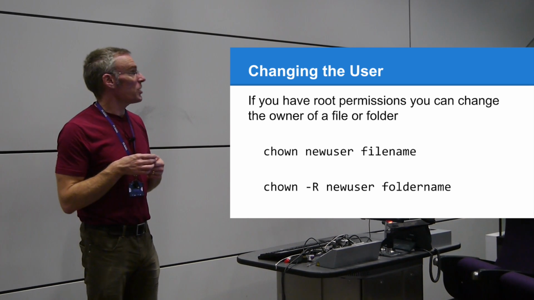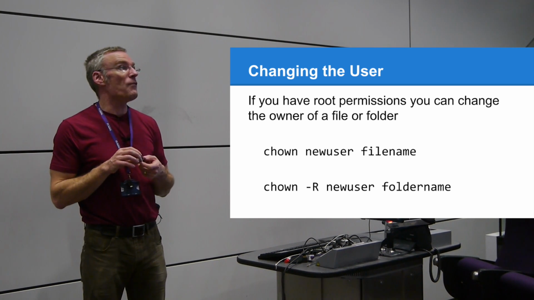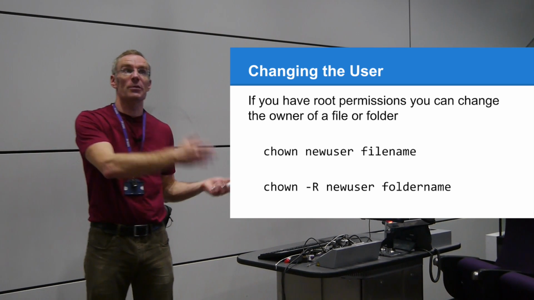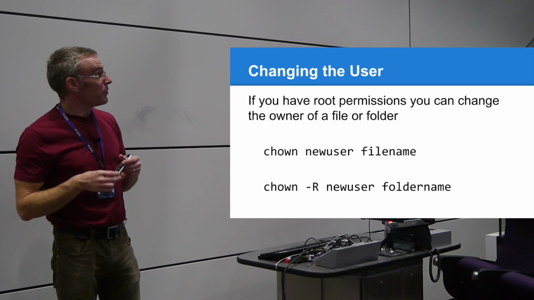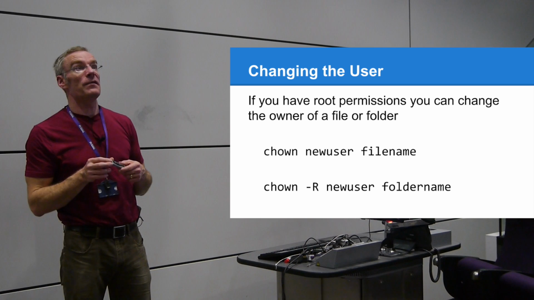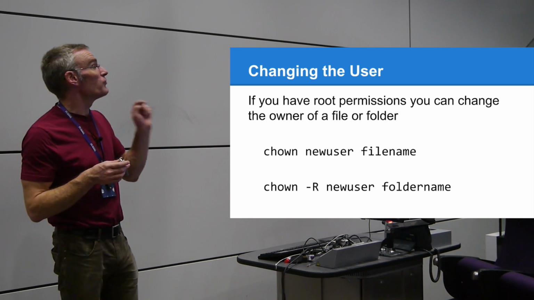So it says change that folder name to that new user and recurse everything inside it, including subfolders and sub-subfolders and everything right down. Otherwise, you will change the folder permission, but all the files inside that folder will still have the original owner. So that little R flag is really, really important.